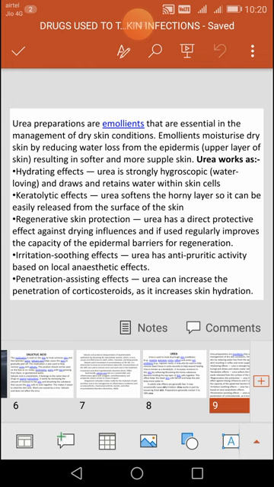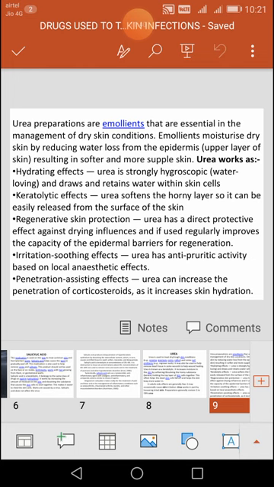Urea works through hydrating effects, keratolytic effects, regenerative skin protection, irritation and soothing effects, and penetration assisting effects. That is, it helps to penetrate the medication. Okay. So how does it act as a hydrating effect? Urea is strongly hygroscopic, that is, it draws and retains the water within the skin cells.